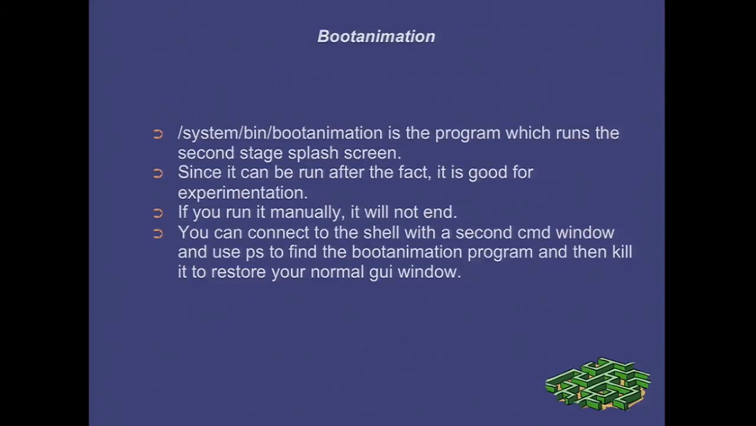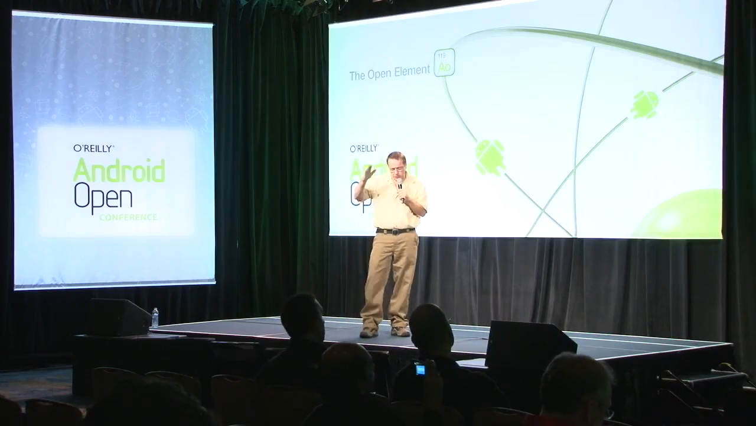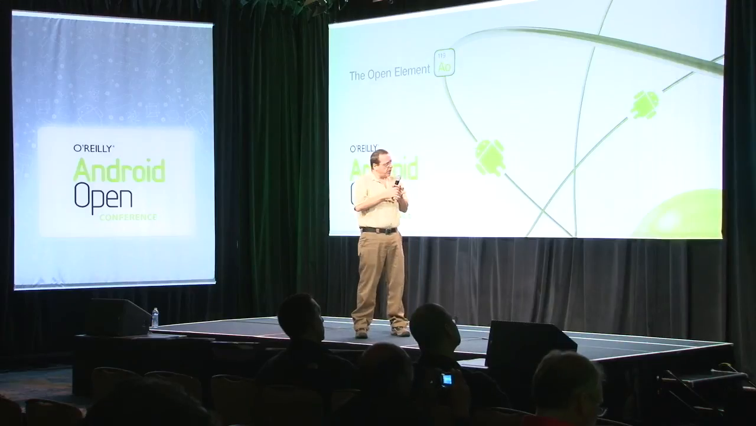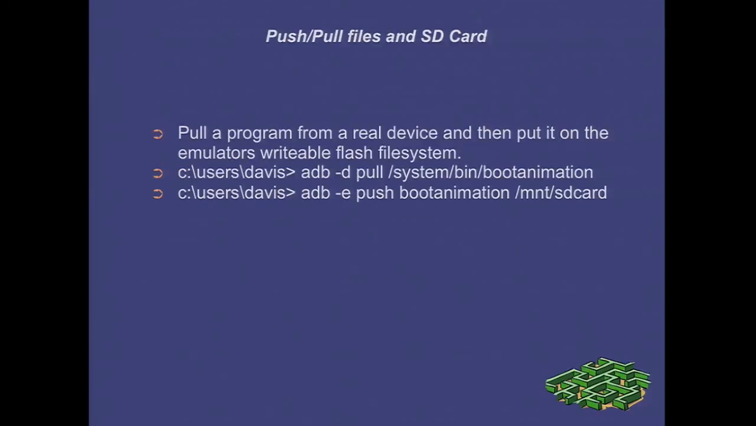Bootanimation is the program that runs the screen that shows the flashing boot text. It's kind of a nice thing to play with because it's GUI oriented. So with that, the file system is read-only. You can't delete it so that you could then see your dmesg output. dmesg is your kernel boot messages. But as soon as you see that, you can get a shell. Next, cat the list of installed packages. The packages.list file has your list of packages that are installed. It's similar to the API code here, similar format.